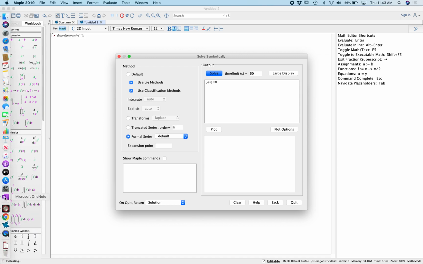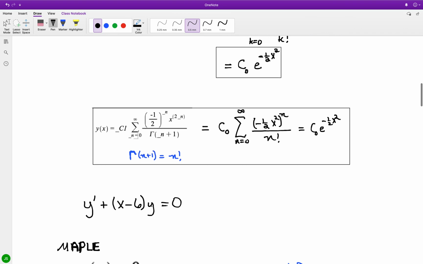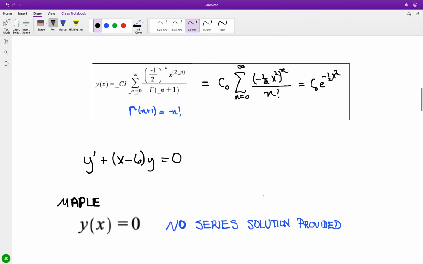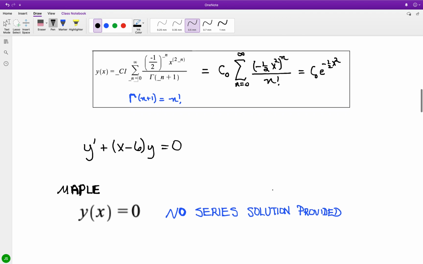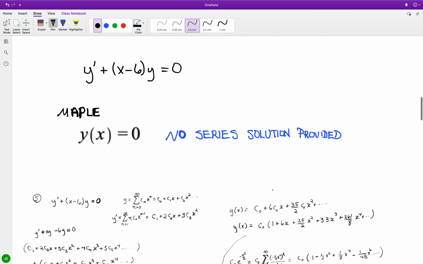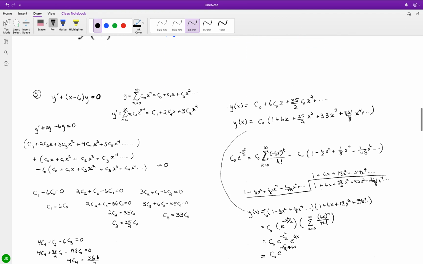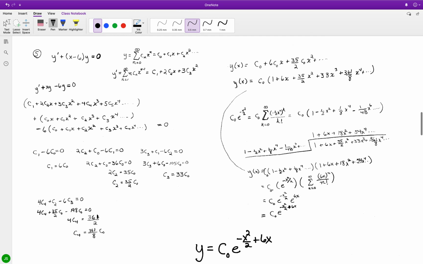And so for what we have in terms of Maple, okay, this is our result. They have no series solution provided. And there is a pathway that can be created. And you're not required to know this exactly, but I just wanted to lay this out. And I do have handwritten result here.